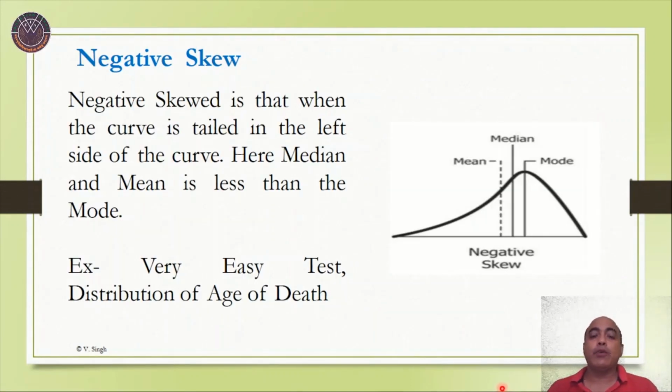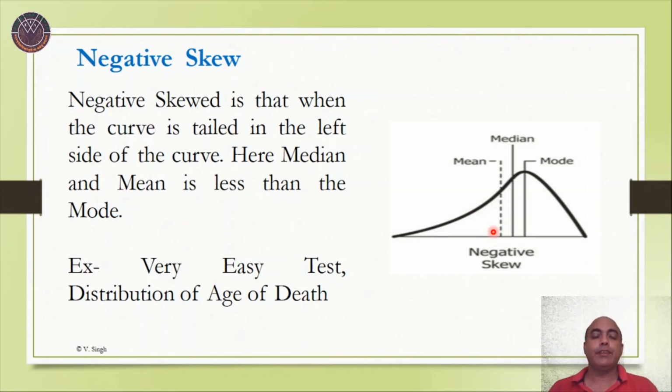Now what about negative skewness? Negative skewness is the case where the maximum frequencies lie on the right hand side, and on the left hand side very few frequencies occur. So you can say that the tail is on the left hand side. It is defined as negatively skewed when the curve has its tail on the left side of the curve. Here the median and the mean are towards the left of the mode.